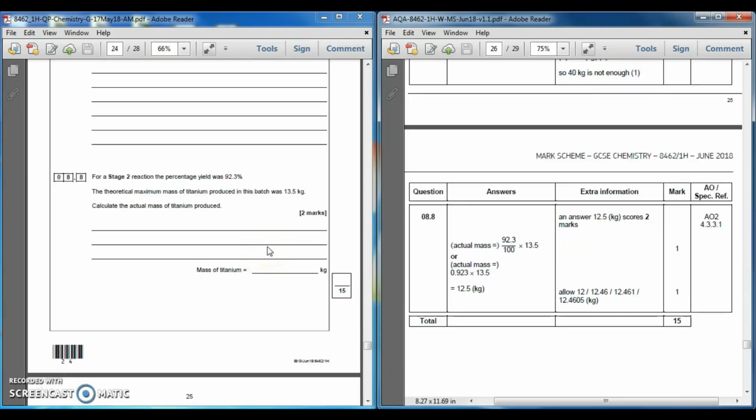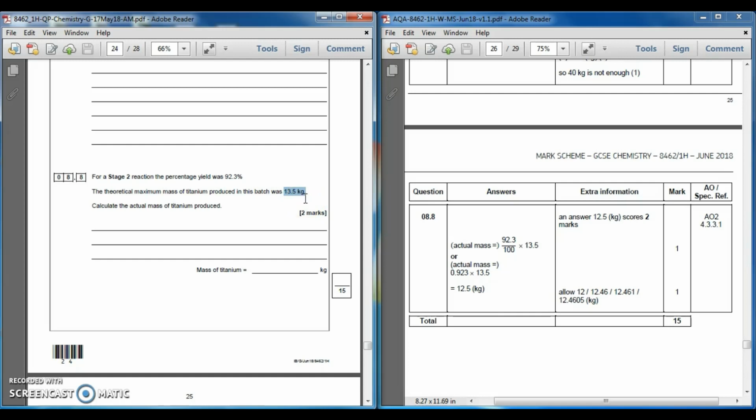So we're being told that the most you could make here is 13.5. If you did this reaction perfectly, which doesn't happen, at the end you'd end up with 13.5 kilograms. You'd have 13.5 out of 13.5. That's 100% on anyone's test. Okay? You didn't get that, because you don't get that. So what you did get was 92.3% of it. So we need to find out what 92.3% of 13.5 is.